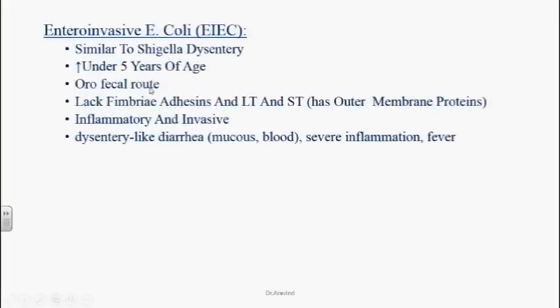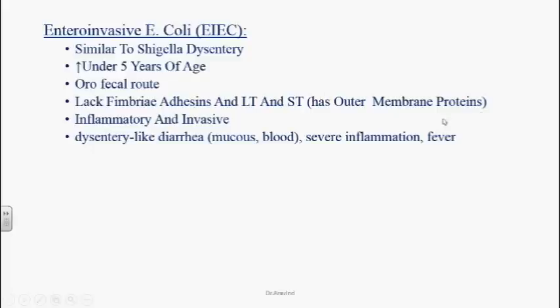Enteroinvasive E. coli. The infection is similar to Shigella dysentery, shigellosis, and we don't know the exact pathogenic mechanism or virulence factors. You can see an increased number of incidents in the above 5 years age group, and the major route of enteroinvasive E. coli infection is the orofecal route. These organisms lack fimbria-like adhesins and the LT and ST toxins, but they can have outer membrane proteins.